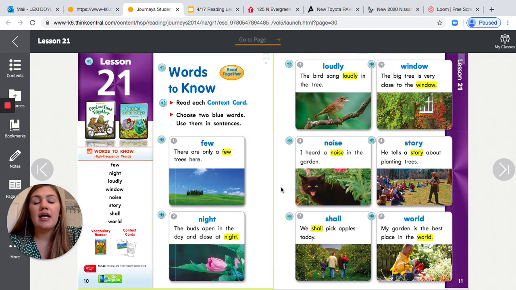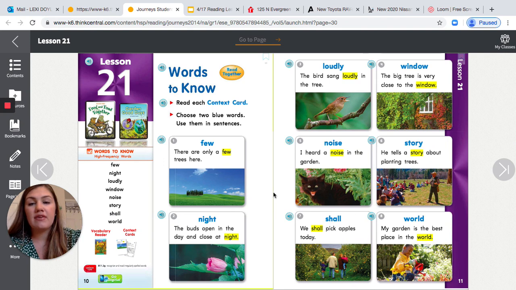Box number 3, loudly. The birds sang loudly in the tree. Box number 4, window. The big tree is very close to the window. Box number 5, noise. I heard a noise in the garden. Number 6, story. He tells a story about planting trees. Number 7, shall. We shall pick apples today. And number 8, world. My garden is the best place in the world.